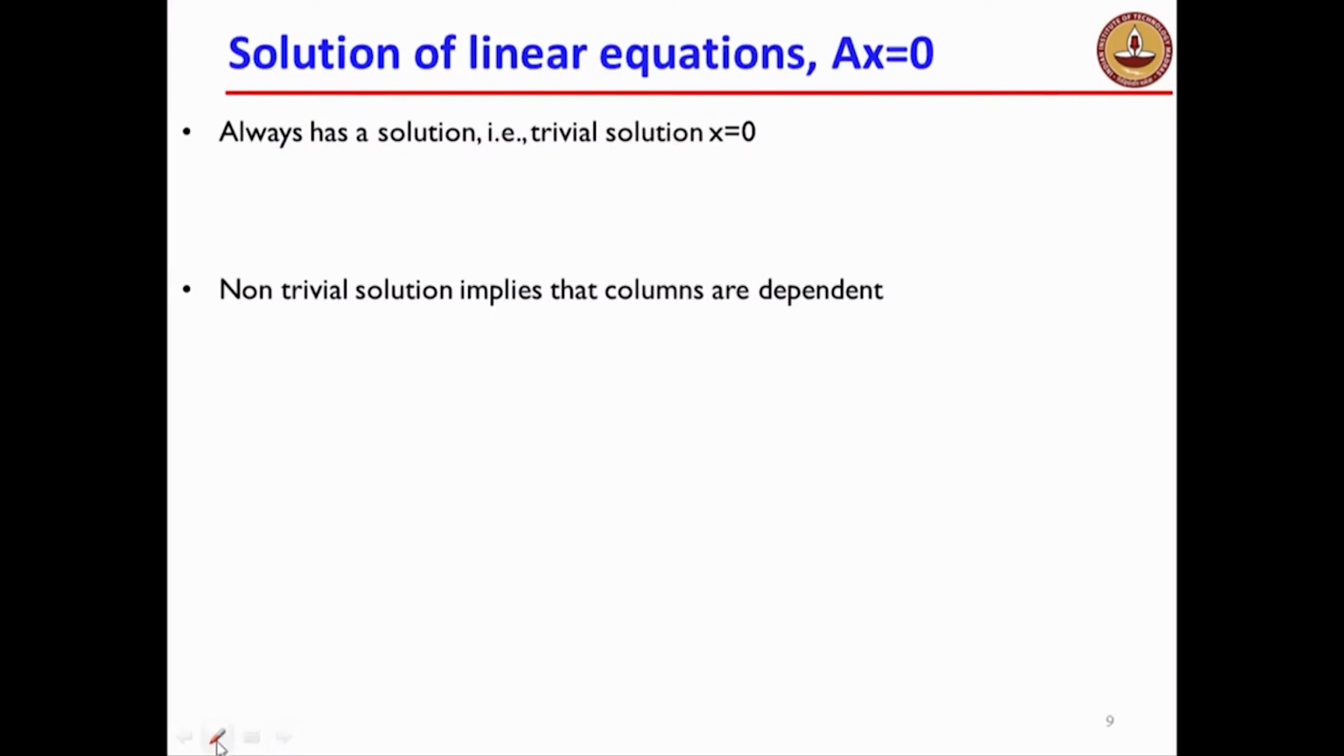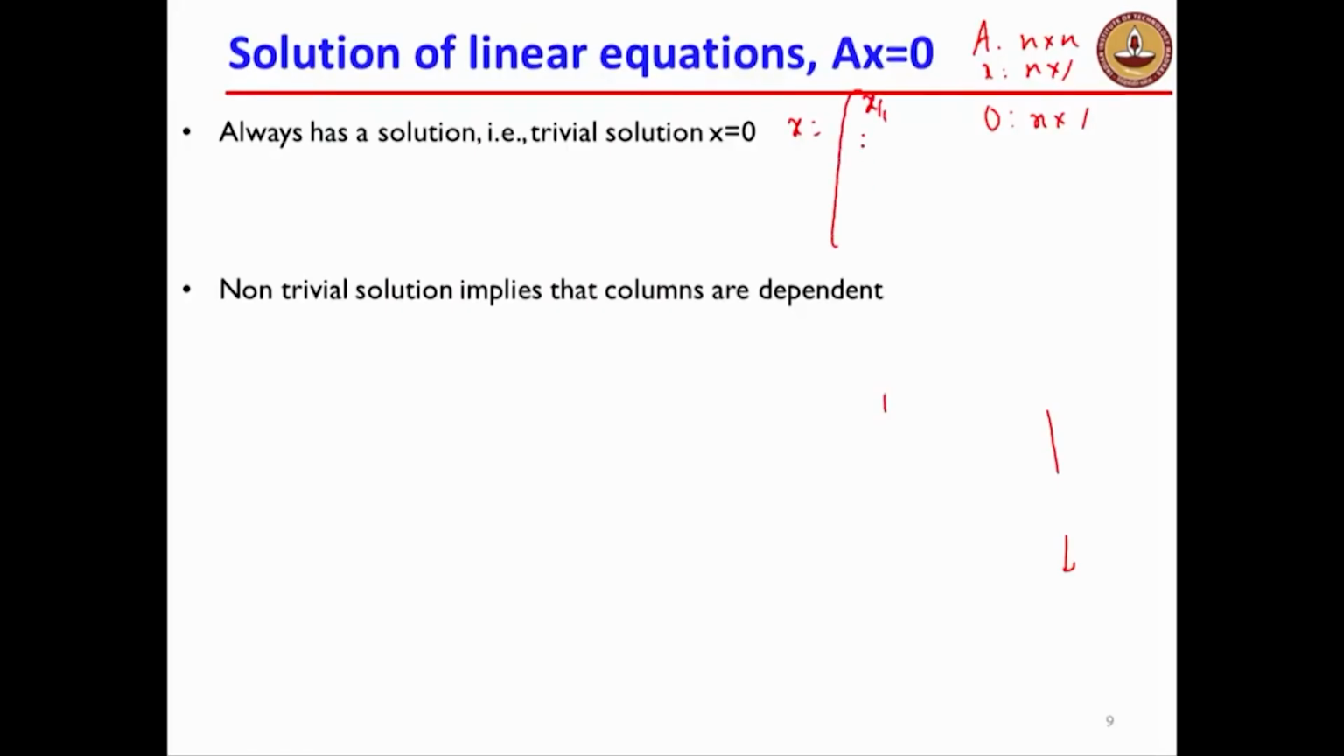So, now let us try to ask this question in a larger sense. So, Ax equal to 0. A is of size n cross n, x is of size n cross 1, and the right hand side is a vector of size n cross 1. Right. So, now I am asking you this question, Ax equal to 0, does this have a solution? It always has a solution.